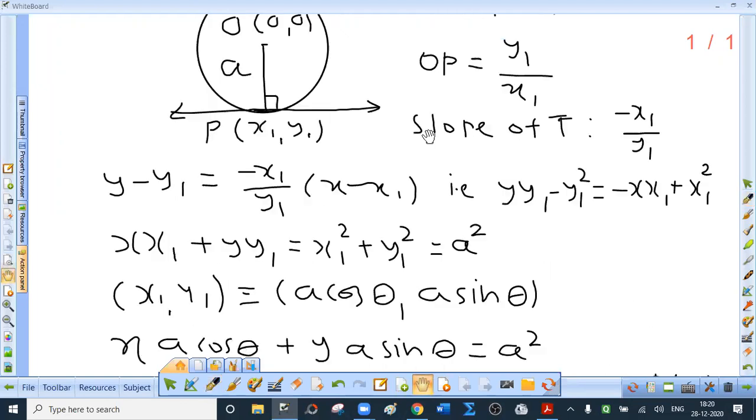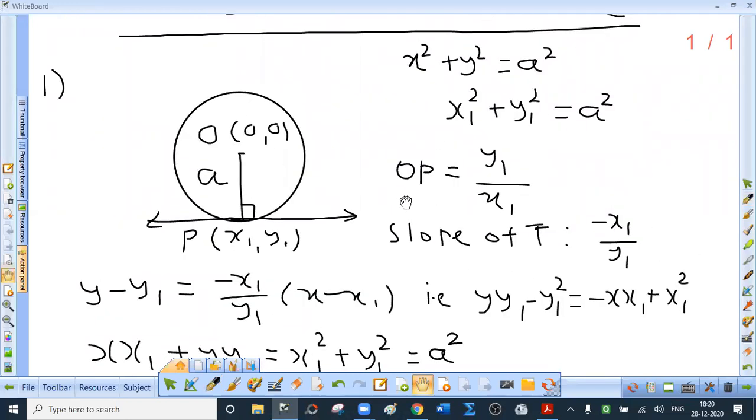After this, we have to consider general circle. What is that? x square plus y square plus 2gx plus 2fy plus c equal to 0. We will be using same logic. We will be finding slope of radius. Its negative reciprocal is slope of tangent. Now point from which tangent is drawn is known. So by point slope form, we get the equation of tangent.